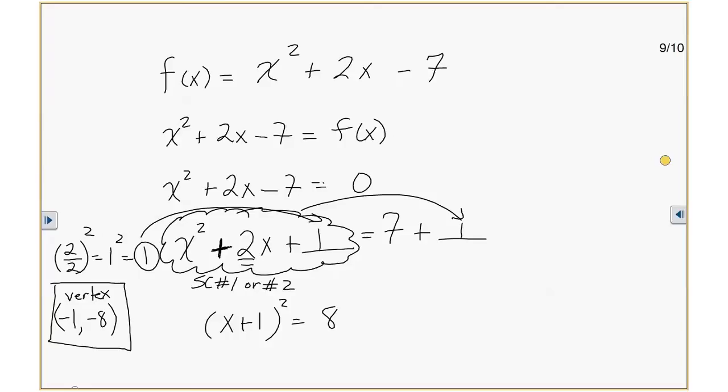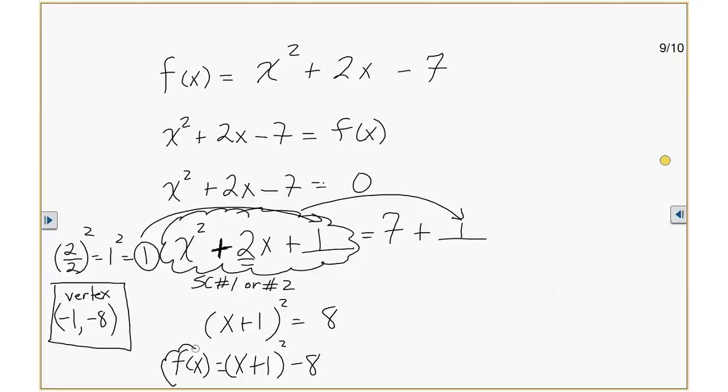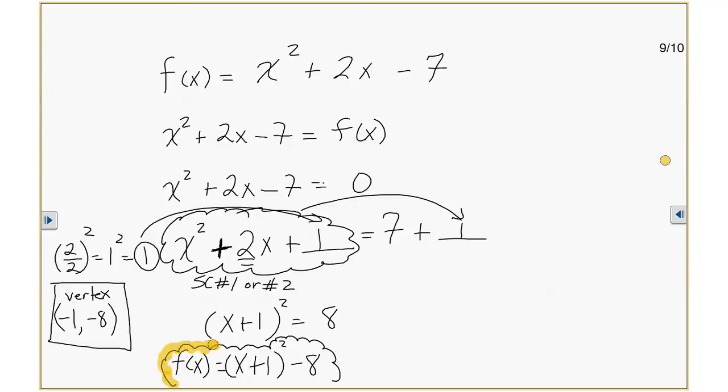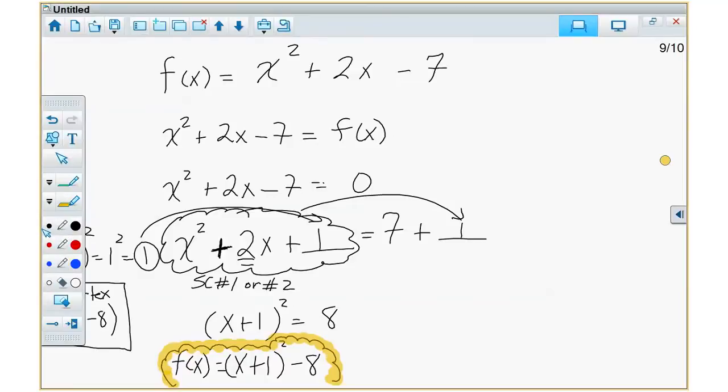Now let me explain to you why it's different. Because that's not in the form we were in when we were doing the sketching. In the form in the sketching, it was like this. F of x is equal to x plus 1 quantity squared minus what? 8. Now, you need to write this down. You need to put a highlight around it. The reason you need to put a highlight around it is because you need to say this is called intercept form.